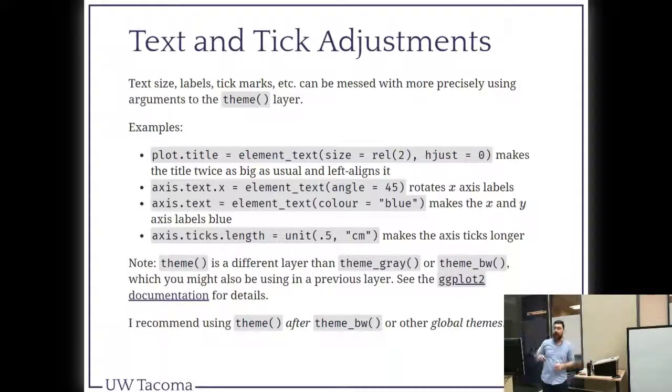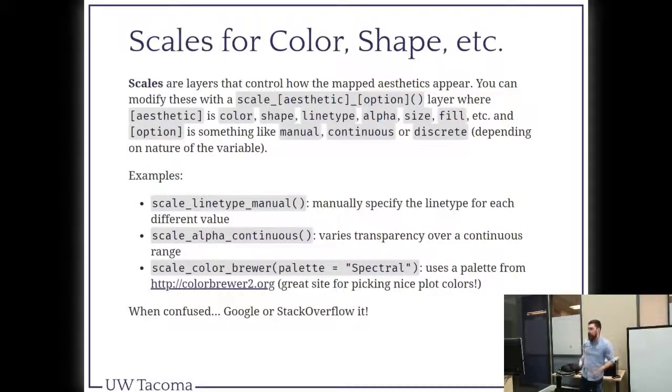Go to the documentation if you want to see. There's a tremendous number of arguments in theme. You can modify like every element of a plot in there. It's pretty rare that I come across something in ggplot that I want to modify, but I can't modify with either an argument to a layer or an argument to theme itself. Every once in a while, though, I do find something that drives me up the wall. It's pretty rare, though.